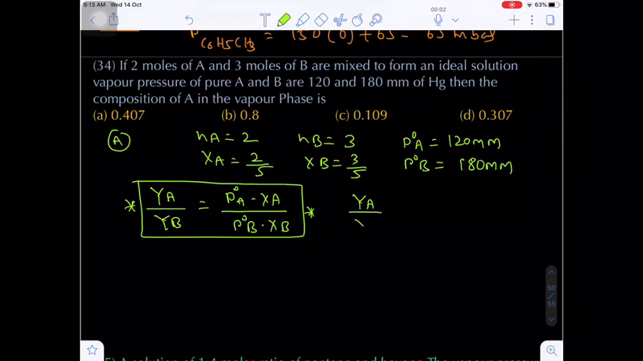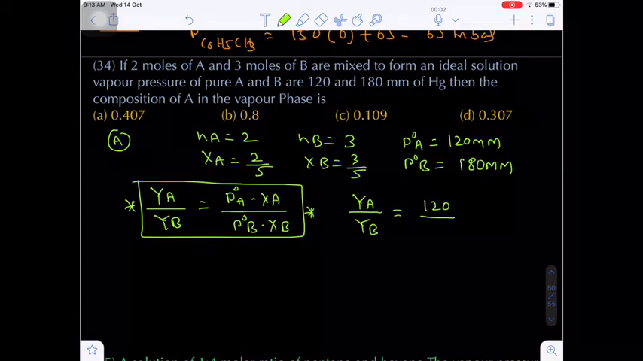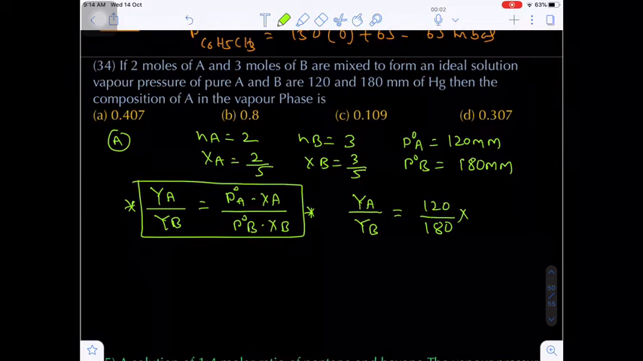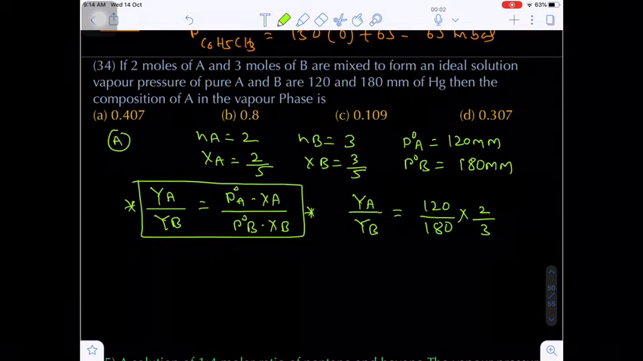So YA, the mole fraction of the component in the vapor phase, divided by YB, the mole fraction of the component in the vapor phase, will be equal to P naught A, that is 120, upon P naught B, that is 180, into XA, which will be 2/5, and XB, which will be 3/5. So 2/5 upon 3/5, the 5 gets cancelled, giving 2/3. Are you getting my point?